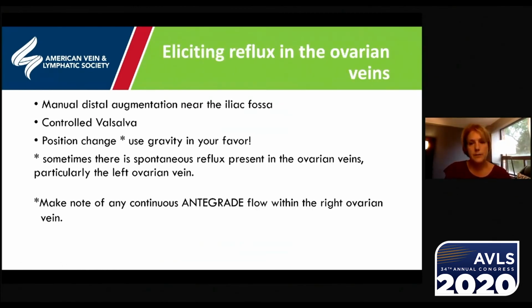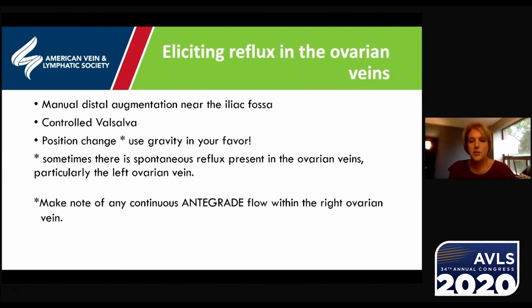So how do we elicit reflux in these veins? And this is probably the hardest part because they're actually very easy to find once you understand the landmarks. But how do we demonstrate reflux? So we can use manual distal augmentation down near the iliac fossa, which is very similar to augmenting the calf in the lower extremity. We can use a controlled Valsalva technique, which is a little bit difficult because it's hard to describe to the patient that we want them to take a deep breath in and bear down without actually moving their abdomen. Because when they move their abdomen, it displaces our probe, and we lose sight of those vessels.